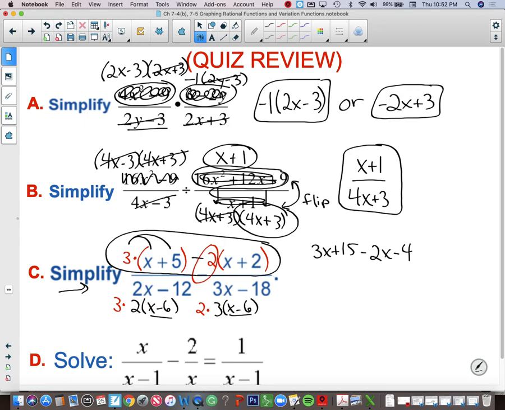So simplify from there. 3x minus 2x is just an x. 15 minus 4 is 11. And our denominator will be 6 times x minus 6.